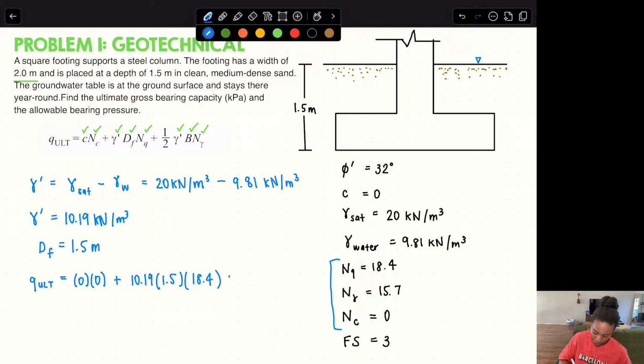18.4 plus 1/2 10.19 times 2 times 15.7. All right, so if you're following along, go ahead and type that on your calculator.